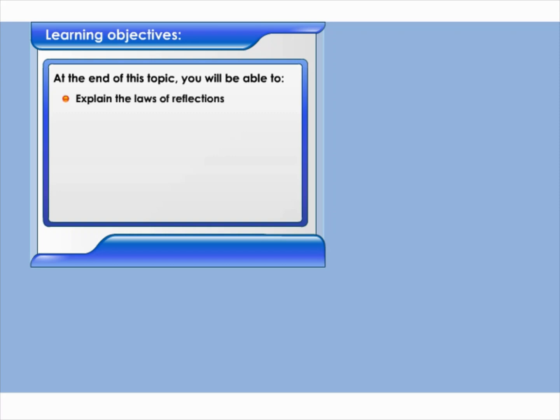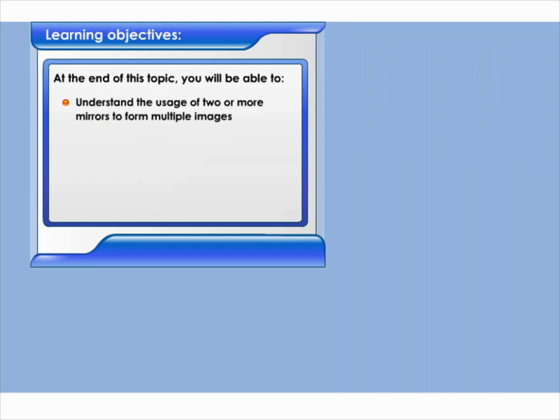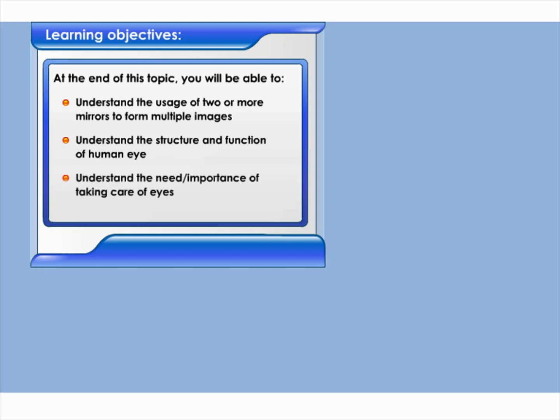Learning objectives. At the end of this topic, you will be able to explain the laws of reflection, discuss regular and diffused reflection, explore how visually challenged persons read or write and empathize with them, understand the usage of two or more mirrors to form multiple images, understand the structure and function of a human eye, and understand the need and importance of taking care of eyes.